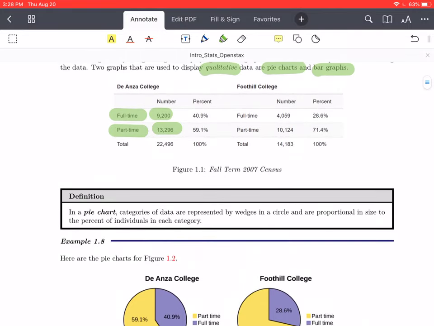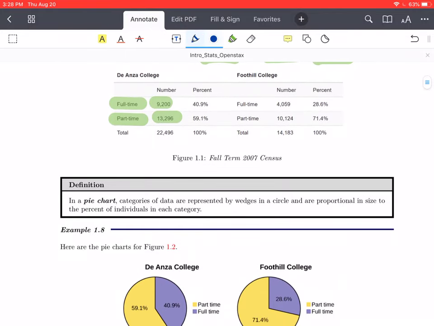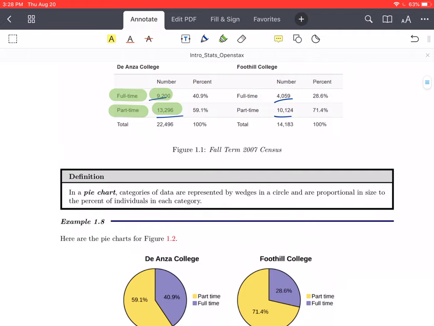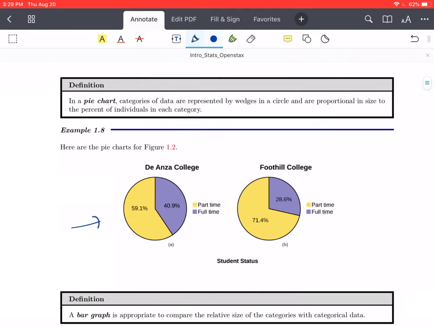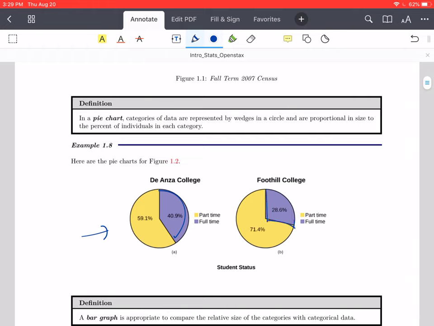If I just told you my raw data and said this one had 9,200 full-time, 13,000 part-time, and so on, that's all well and good. But one of the things we really want to focus on is representing data clearly, in order to make it more understandable. You have to go into it with the assumption that people aren't going to understand reading a table like this. We want to make it as easy for them to visualize as possible. When I show you this in a pie chart, it becomes much clearer that De Anza College has a higher percentage of full-time than Foothill College does. Much smaller portion over there. So pie charts are a great way to visualize qualitative data.